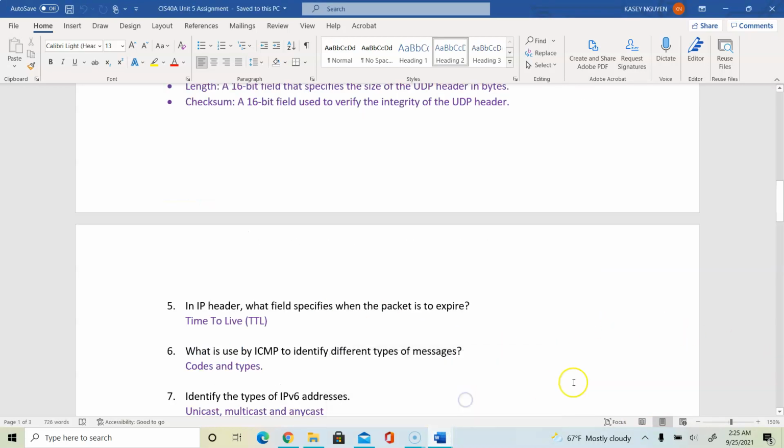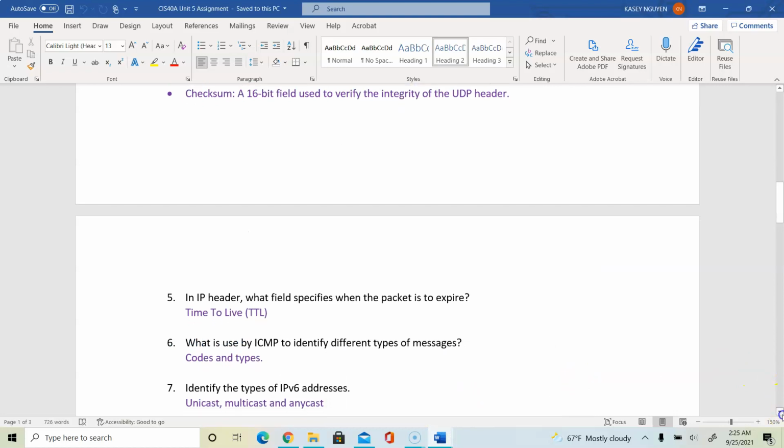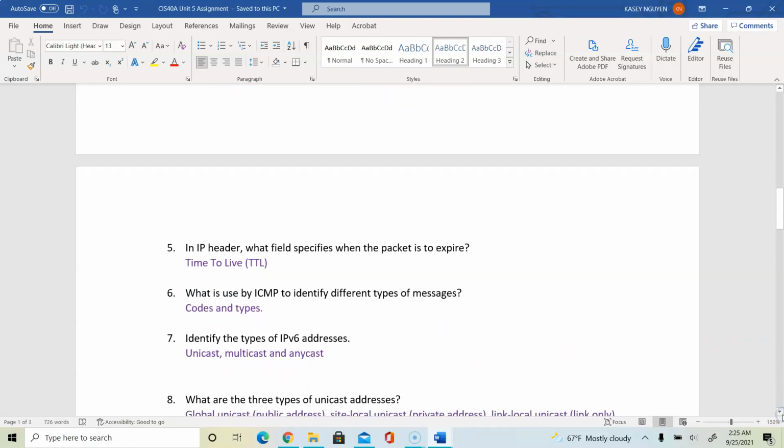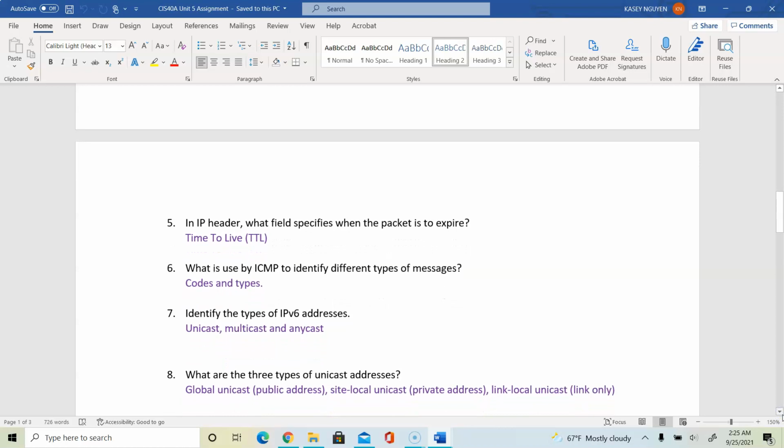So in the next question, it asks you to identify the type of IPv6 address, and that will be unicast, multicast, and anycast. So make sure we know the difference for the Network Plus certification, and your quiz and exam.